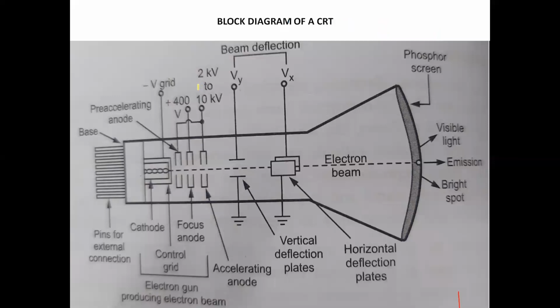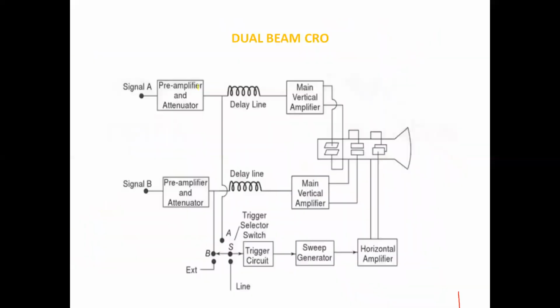Next, we will see what are the types of CRO. Now we will see what are the different types of CROs. In that, the first and the simple one is the dual beam CRO. Dual beam. So what beam? Electron beam. Dual means two. So if there are two electron beams, then we can say it as a dual beam CRO.